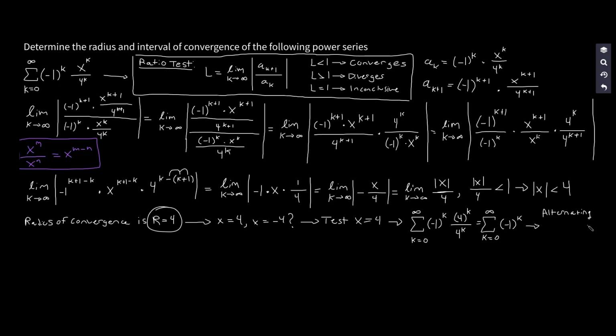It's alternating because of this here, negative 1 raised to the power of k. And so that means it's going to be like negative 1 plus 1 minus 1 plus 1, and so on. And because the limit of the terms is not 0, it diverges by the divergence test.